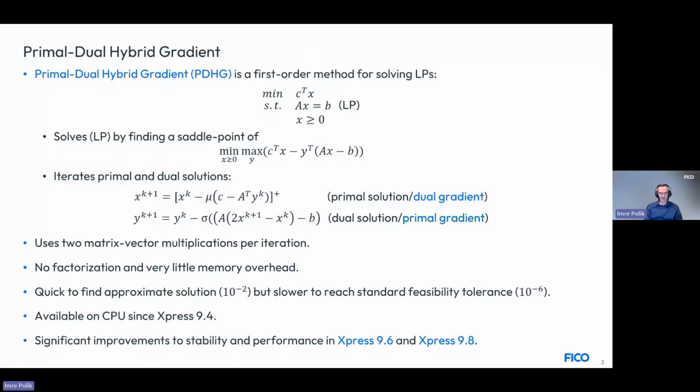This has been available since Xpress 9.4, a couple of years ago. And it has received significant improvements both to stability and performance. It's a fairly new algorithm in the literature, and there are a lot of tips and tricks and special methods to try to speed up this linear convergence or try to circumvent cases when the algorithm is not converging. And a bunch of these tricks were implemented in Xpress 9.6 and also in 9.8, which is the current release.